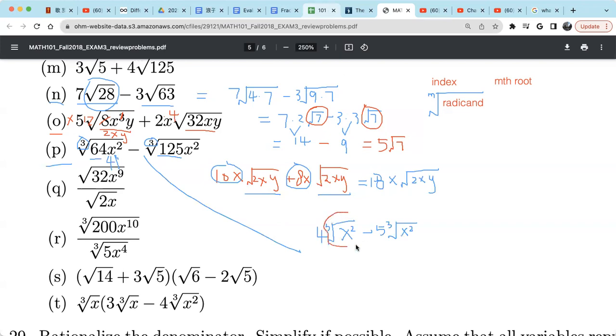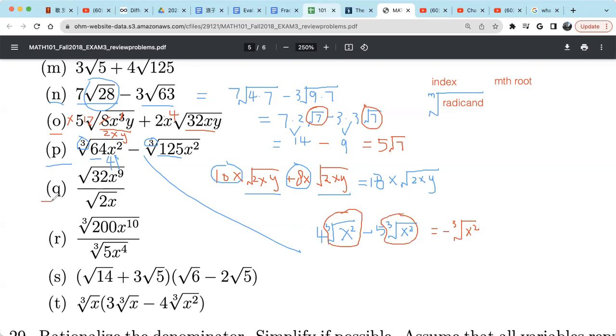This part is the same as this part. So basically the two are the same. Then we have 4 minus 5, well, which is negative 1, right? So we get negative cubic root of x squared. So this is our answer for P.